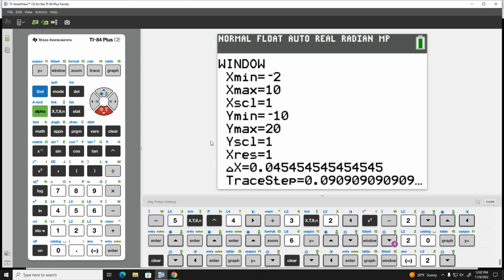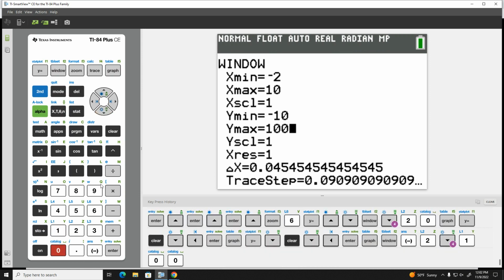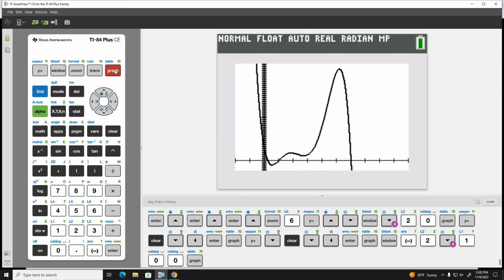I'm not able to pause the video, but we're going -2 to 10. And then in the y direction, we're going to go -10, and we're going to go up to 100 to get a good picture of this graph. So there I see a good picture of this graph, and I played around with that ahead of time. That's how I came up with those numbers, with some trial and error.